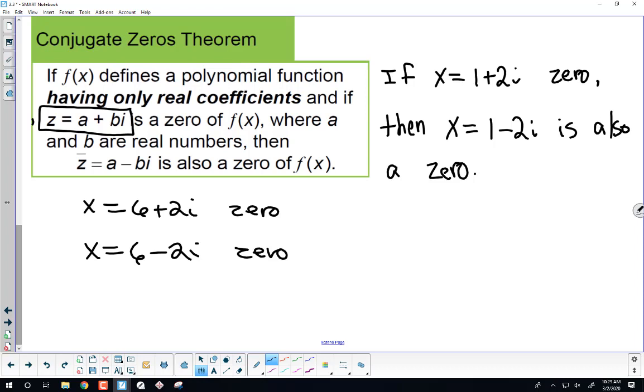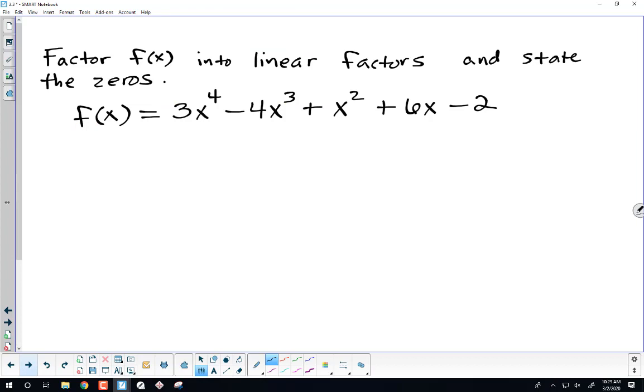I'm not going to test you over those individual one-off theorems. They're all really just tools to help you completely factor something, so look at them like that. Any other questions? Okay, we'll take a break, but what we're going to do is factor completely the 3x to the 4th minus 4x cubed, etc. We'll do that after break.